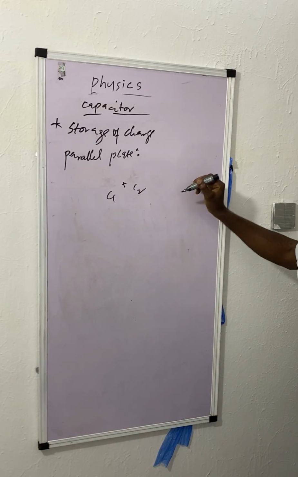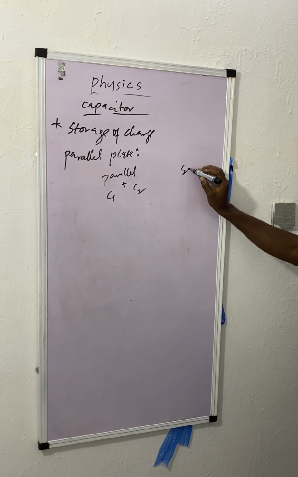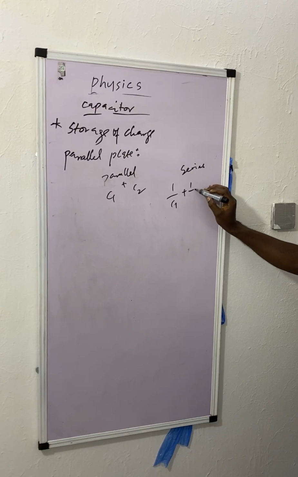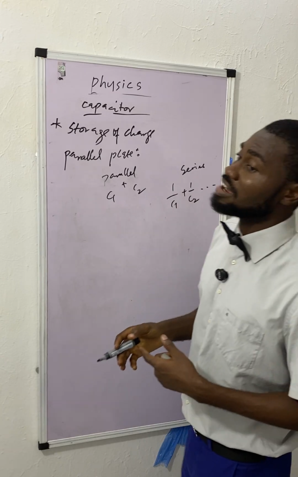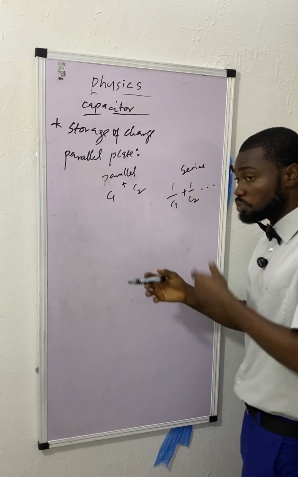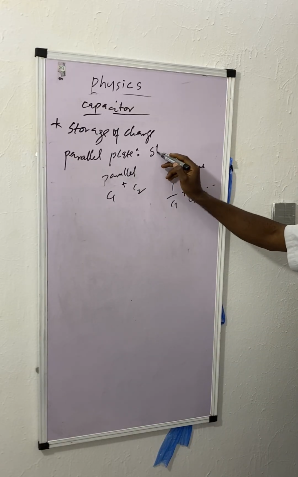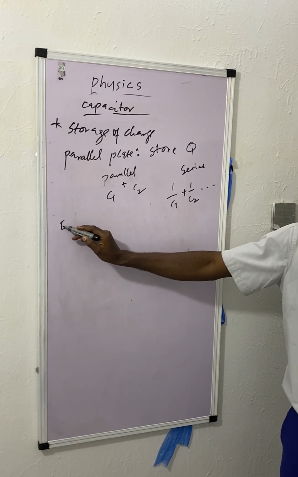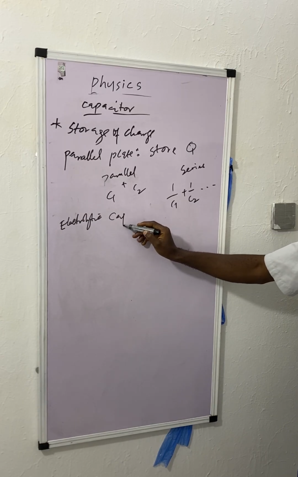Then when you have capacitors connected in series, this is parallel. In series, it's like this: 1 over C1 plus 1 over C2 and so on. Don't forget that it's different from what you have in resistance. It's the opposite of resistor. So the parallel plate capacitor is usually used to store electric charge. Then the electrolytic capacitor.